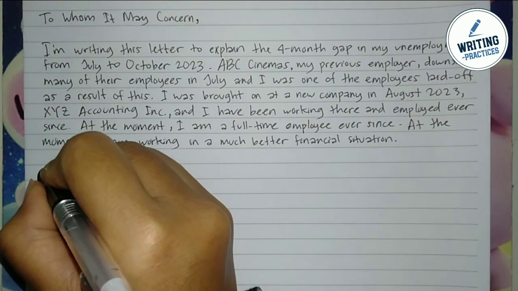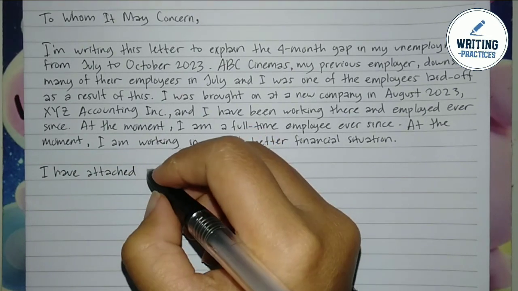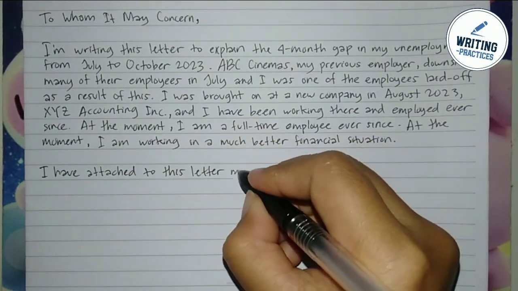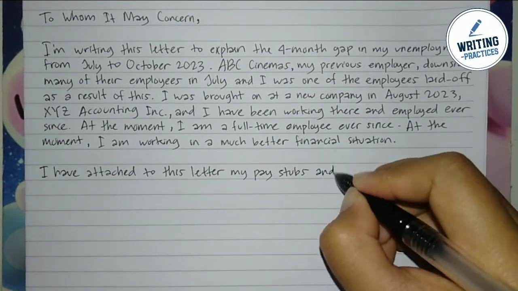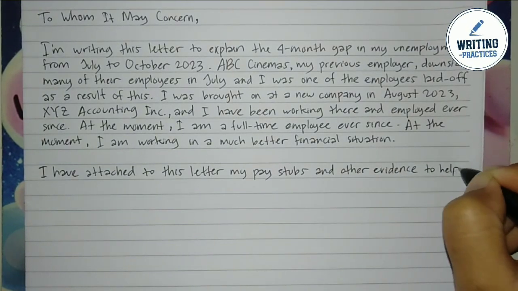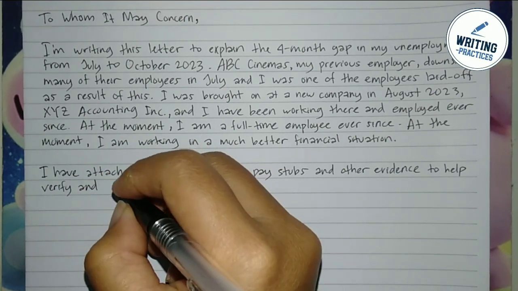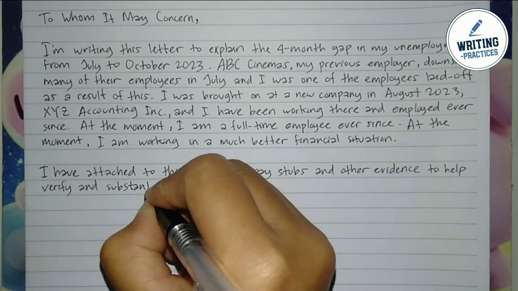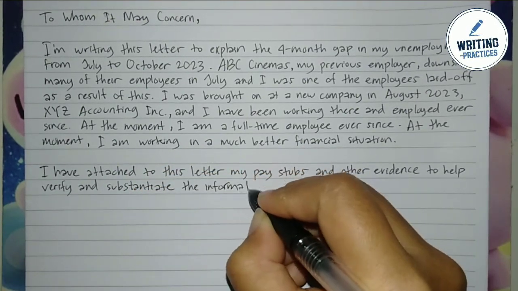In the second paragraph, you need to attach some documents along with this letter. Therefore, you need to mention it, so the recipient will check it immediately after reading this letter. You can simply write "I have attached to this letter my pay stubs and other evidence to help verify and substantiate the information I have listed here."